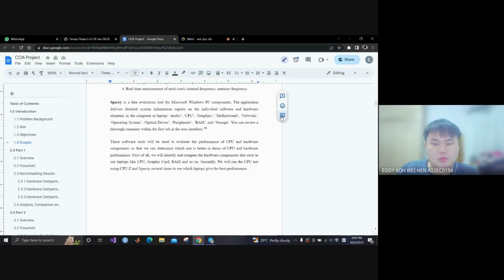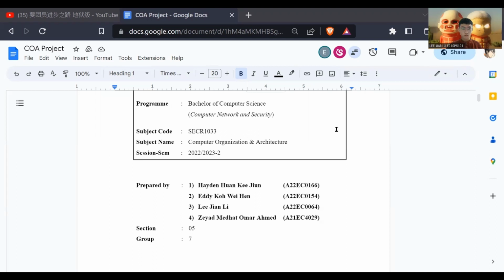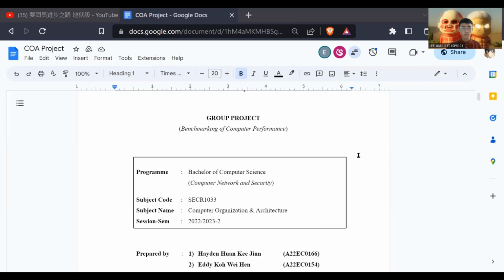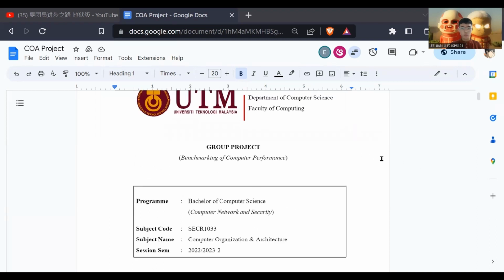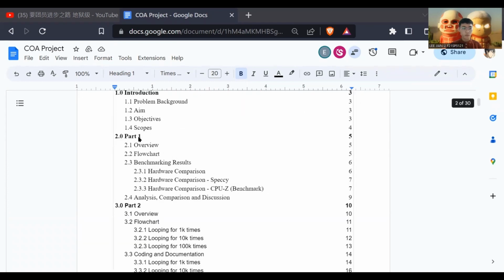I will pass to Jenny to continue with part 1. Dr. Muharim, I'm Jenny Lee from Section 5, Group 7. Today I'm going to explain about the group project of computer organization and architecture for part 1.